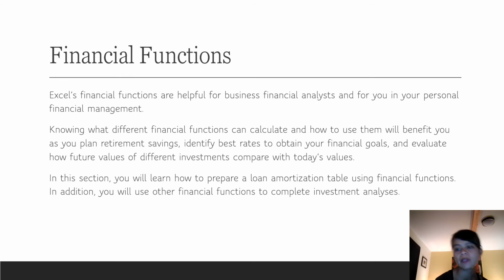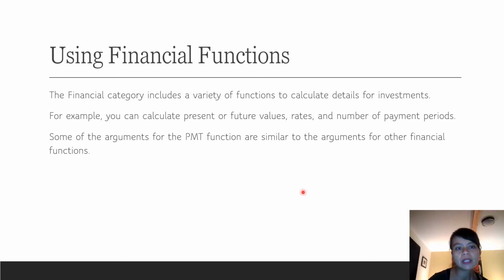So if you know all these financial functions, it can really help you with your own personal planning of your finances. In this section, you're going to learn how to prepare a loan amortization table using financial functions. You also use other financial functions to complete investment analyses. The financial category in your Excel functions includes a variety of functions to calculate details for investments. For example, you can calculate present or future values or rates or number of payment periods. Some of the arguments for PMT are similar to the arguments for other financial functions.